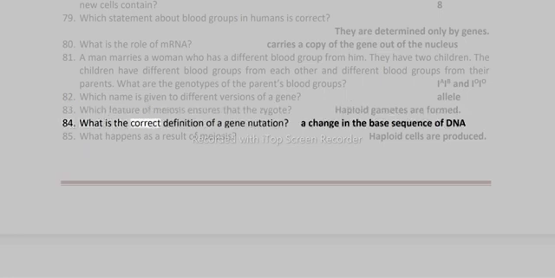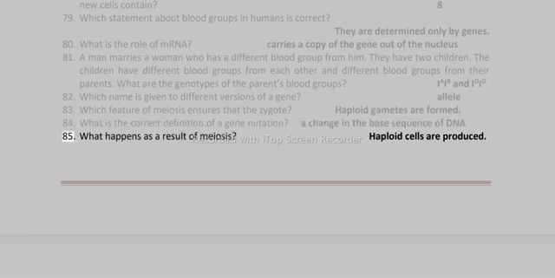84. What is the correct definition of a gene mutation? A change in the base sequence of DNA. 85. What happens as a result of meiosis? Haploid cells are produced.